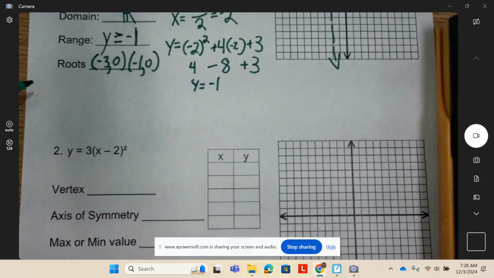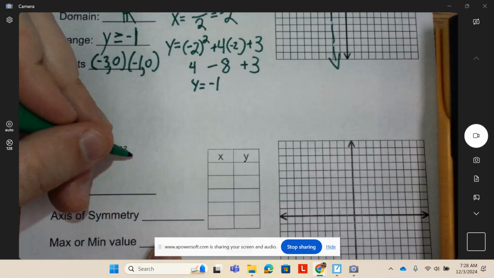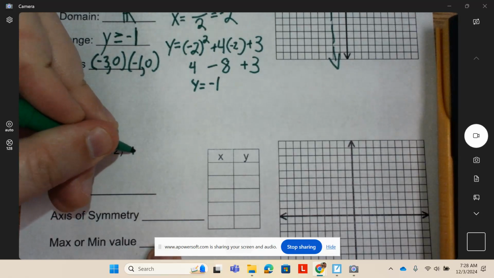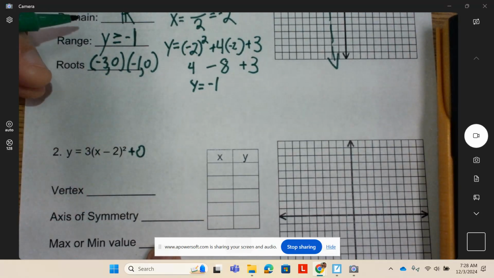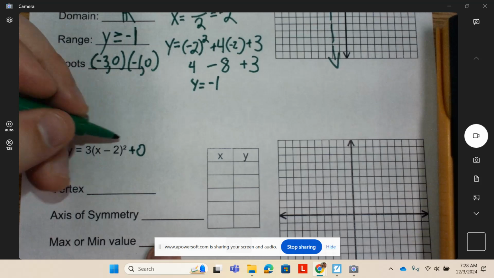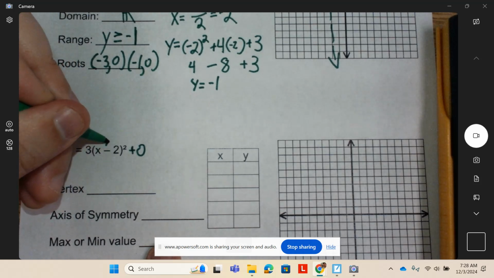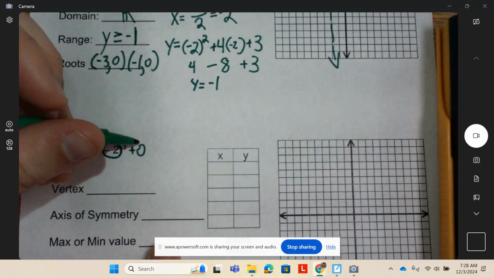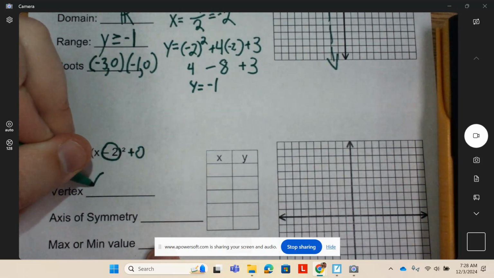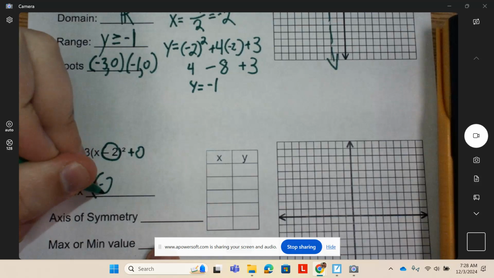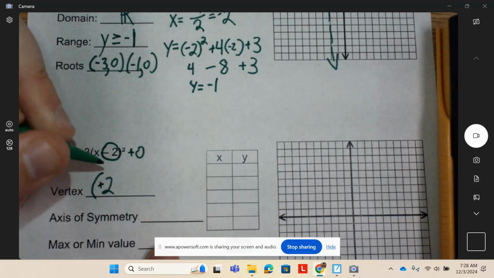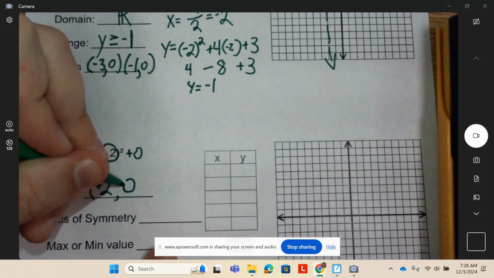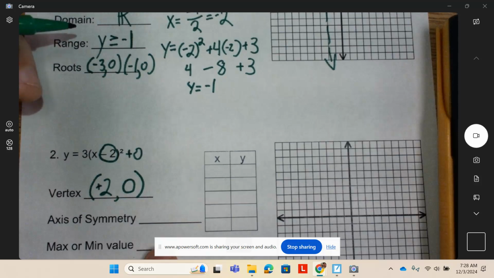In number 2, we have vertex form, which means, even though there's not a number back here, it would just be plus 0. It doesn't show up because you don't have to have it. But remember, I'll take the opposite value of what's inside the parentheses with the x and keep the same number there. So negative 2, change that to the opposite, so positive 2, 0 would be my vertex.